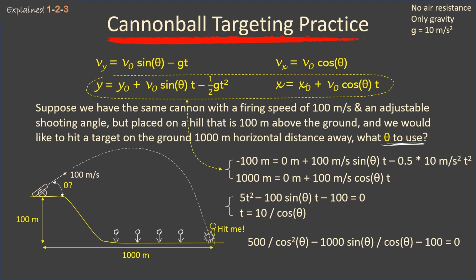There are actually two thetas we can use, 28.93 degrees or 55.36 degrees. Either one would hit the target, but the time it takes is a bit different. The 28.93 degree one takes about 11.43 seconds, and the 55.36 degree one takes a bit longer, about 17.59 seconds.